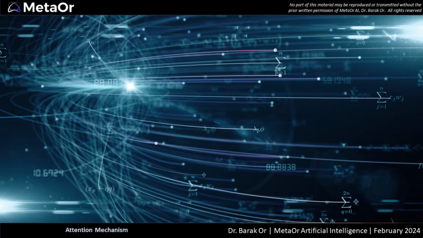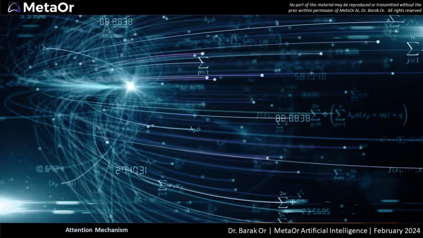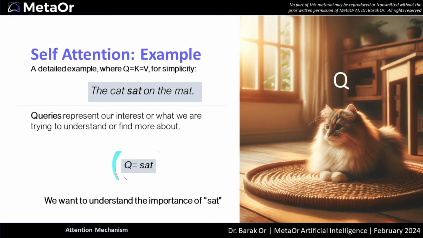Let's simplify the concepts of queries, keys, and values in the attention mechanism with a straightforward example. Imagine you're reading a book and come across the sentence, "The cat sat on the mat." We want to understand the importance of "sat" in this context. The query might be representing the word "sat" if we're trying to understand how "sat" relates to other words in the sentence. The query is essentially asking what is relevant to "sat" in this sentence. Queries reflect our quest for knowledge.